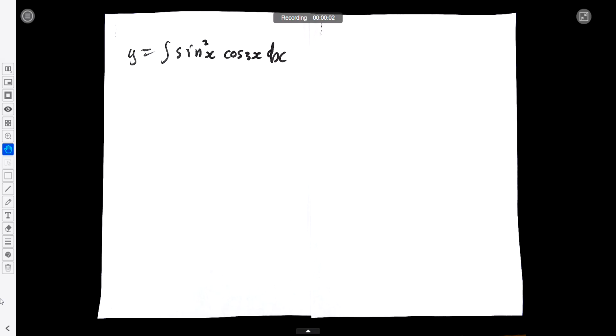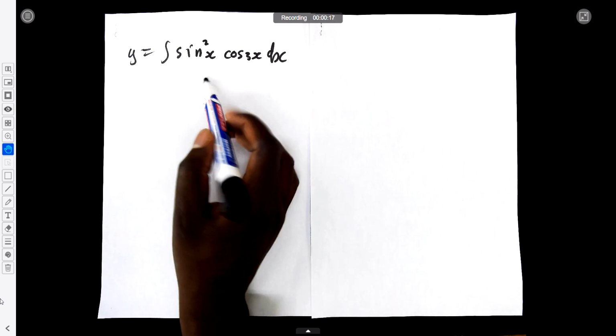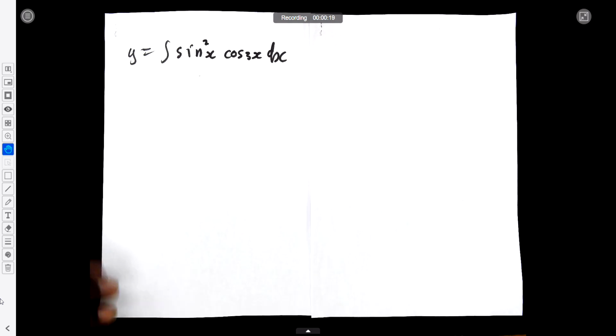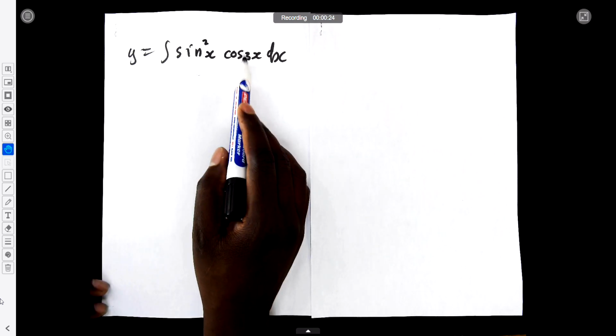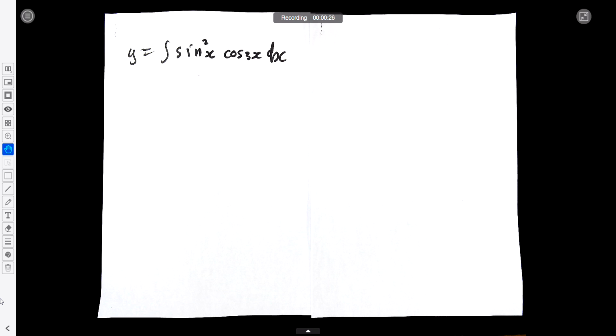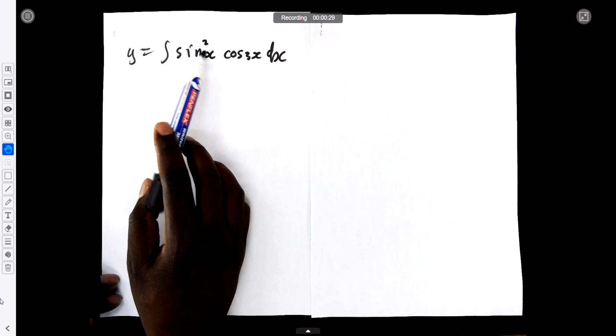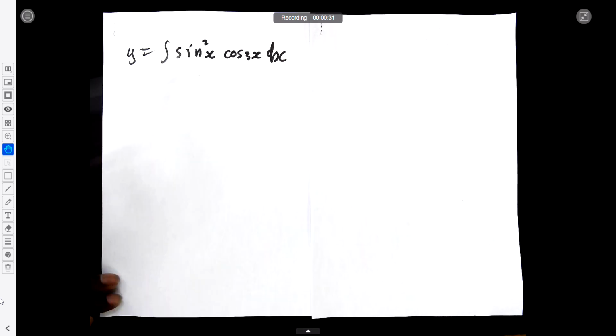Where we are having sine squared times cos 3x, so we have to integrate in terms of x, right? So the first thing we do is inspect. We're having a trigonometric function which is to the power of 2 and cos to the power of 1. But the coefficients of angles differ. Number 2, we have one which is squared. So you are having a product of two functions.